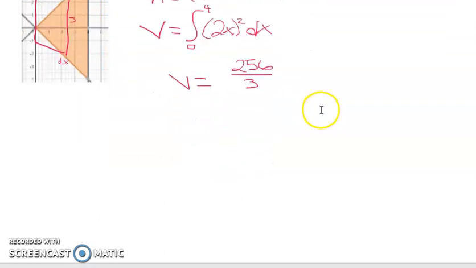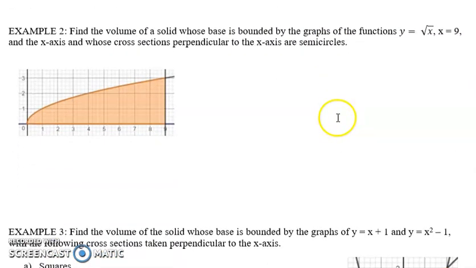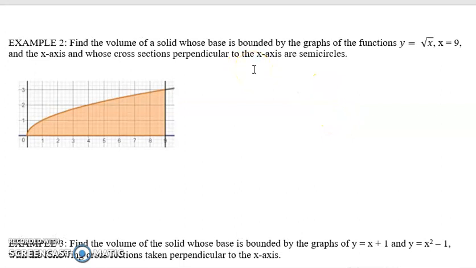Okay, so let's look at a different example that's not a square. This time it says we're going to find the volume of a solid whose base is bounded by the graph y equals the square root of x, that's this one, and x equals 9, which is this one, and the x-axis, which is here. So therefore, this is our shaded region. We have cross sections that are perpendicular to the x-axis. That means it's going to go this way again. Sorry, that line is not very straight. And this time, we're going to make them semicircles.